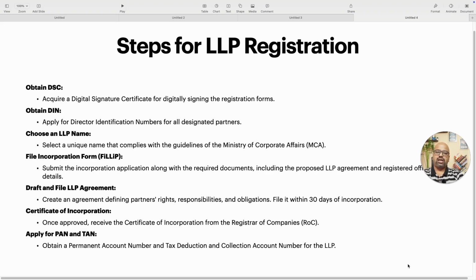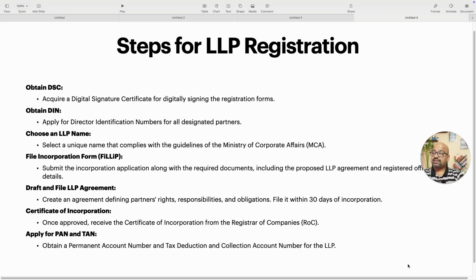Then steps for LLP registrations: obtain DSC first and then apply for DIN. Then you need to apply for a name. You need to tell the CA the name saying that, okay, this is the name I want to register. So they will go ahead and check it on the Ministry of Corporate Affairs website. They'll come back to you. If the name is approved, well and good. If the name is not approved, then they will ask you to choose a different one. Maybe once or twice you can do it free of cost, then later it will be a charge. So that is something which you need to check.